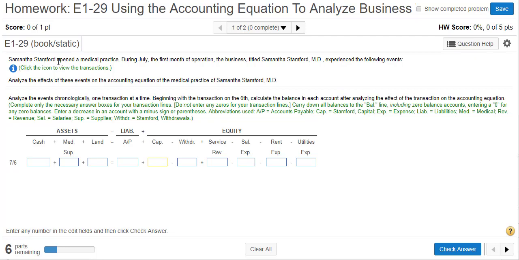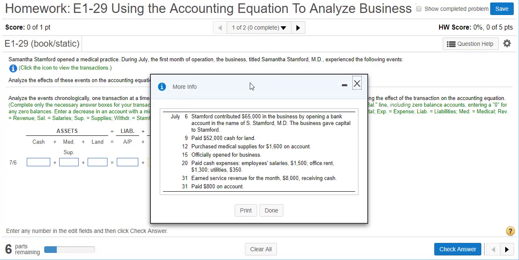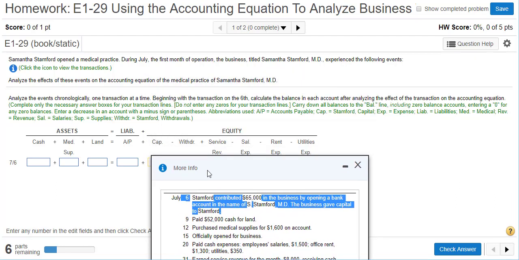All right, Samantha Stanford opened a medical practice. During July, the first month of operation, the business, titled Samantha Stanford, medical doctor, experienced the following events. So we click on here to open the transactions. So here are some transactions. What we're supposed to do is take these transactions one at a time and input them into our accounting grid.